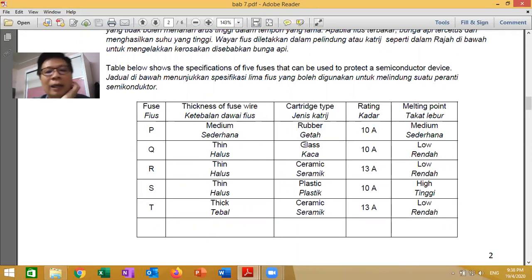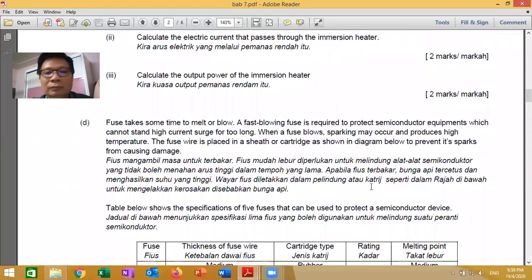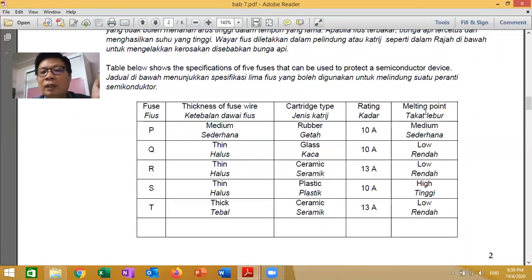I think roughly you all know already. Thickness must be thin, just now, right? Cartridge: you choose rubber, glass, ceramic or plastic, which one is the best? Choose something that can withstand high temperature. The best choice, I think, is ceramic. Ceramic is something like porcelain, like the pot for planting flowers, which can withstand high temperature. Rating: you must calculate the current first. Melting point must be a low melting point.